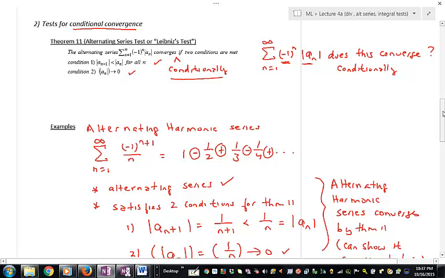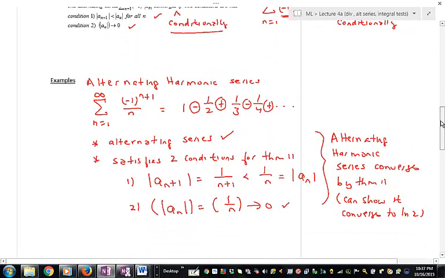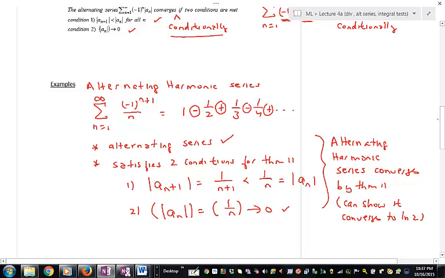A very famous case of this is what's known as the alternating harmonic series. Notice this looks like the harmonic series. It has a sum of 1 over n, right? There's 1, 1/2, 1/3, 1/4. But what makes it alternating is the fact that the signs alternate. So this is definitely an alternating series.